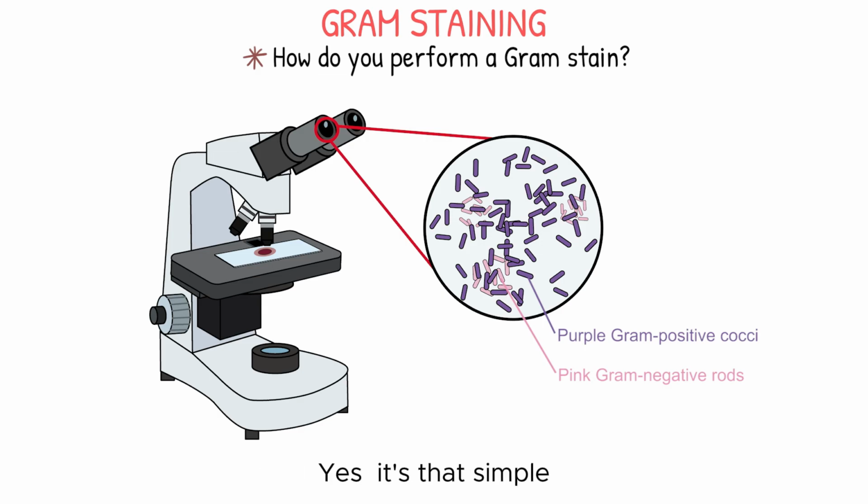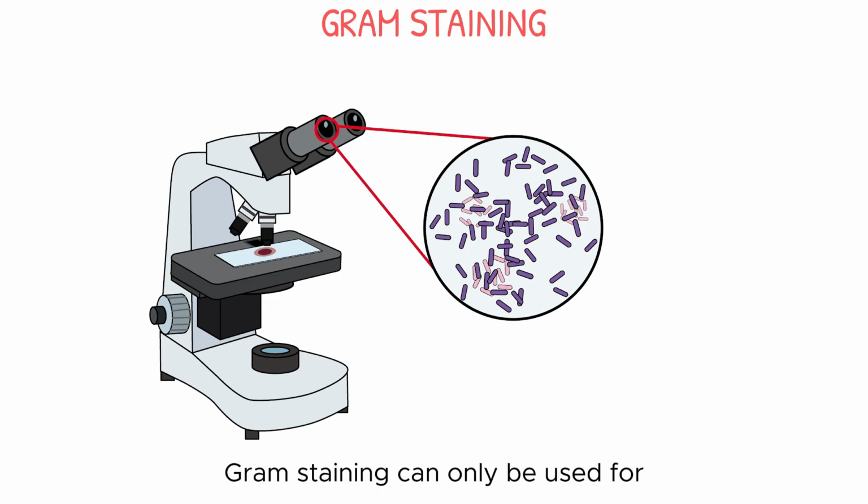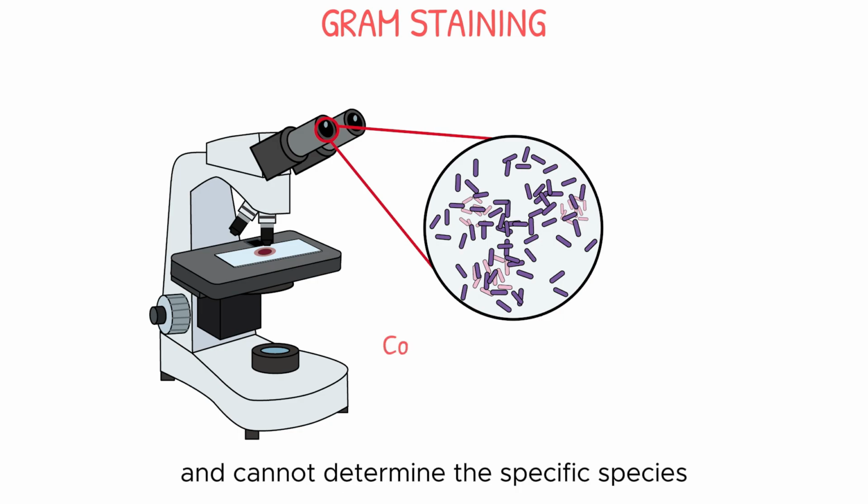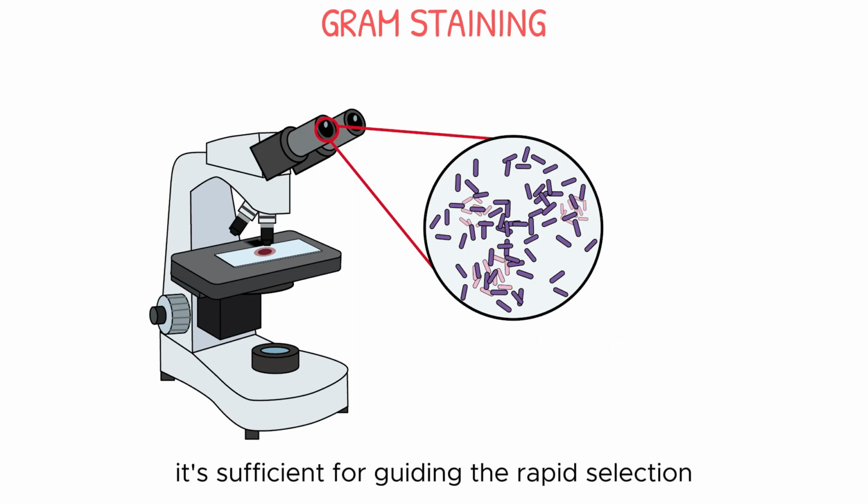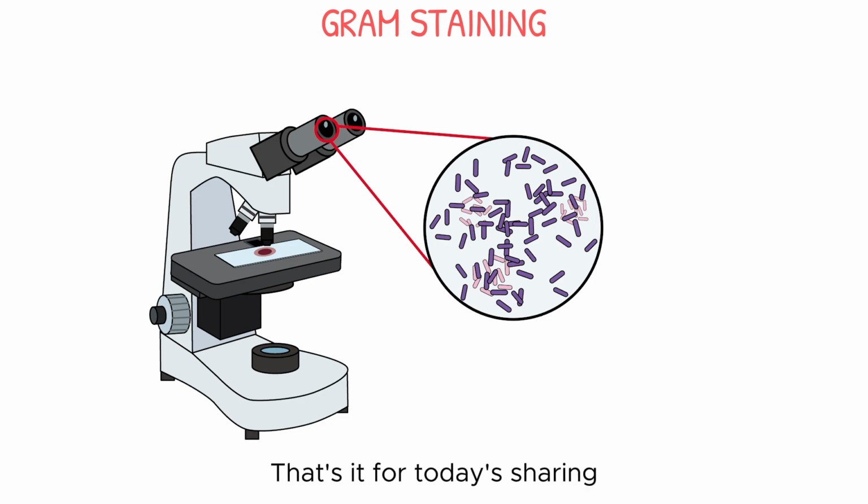Yes, it's that simple. However, gram staining can only be used for preliminary identification of bacteria and cannot determine the specific species. Nonetheless, it's sufficient for guiding the rapid selection of antimicrobial agents in clinical settings. That's it for today's sharing.